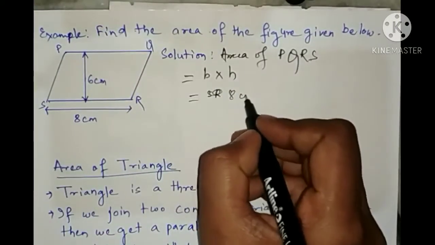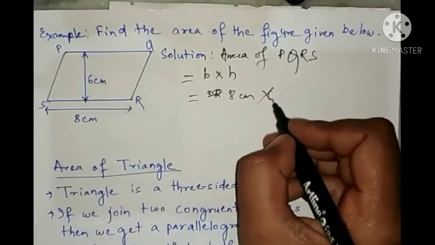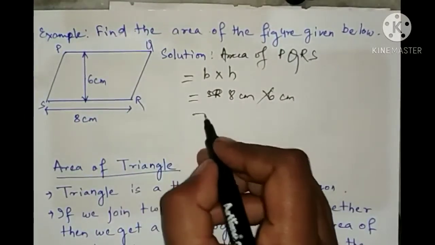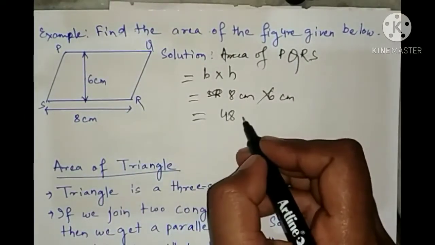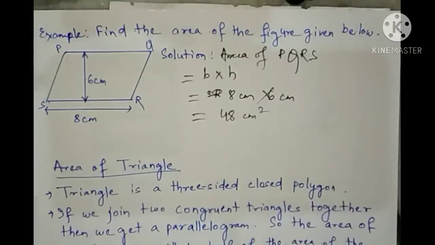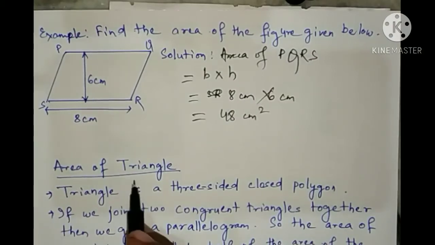Base is 8 centimeter and height is 6 centimeter. So 48 square centimeter. Okay. So this is about area of parallelogram. Next look at area of triangle.